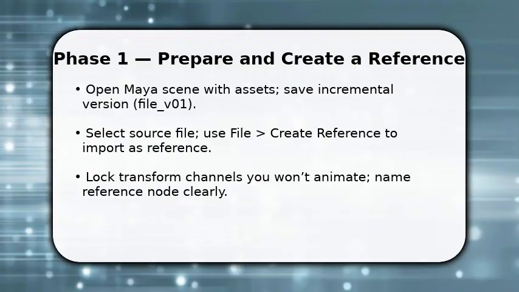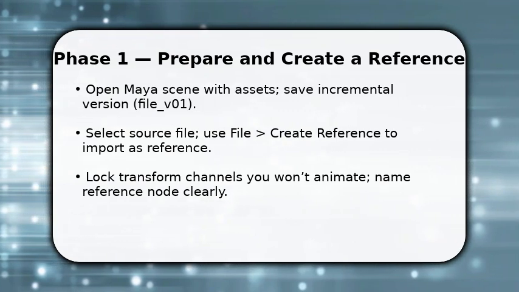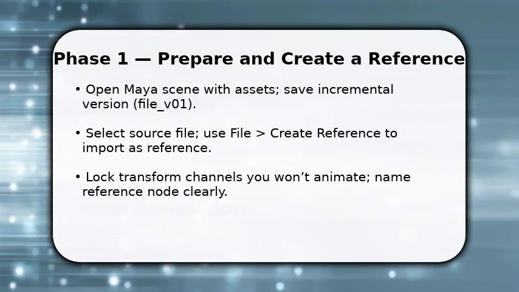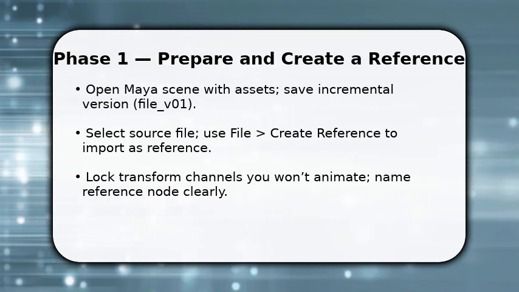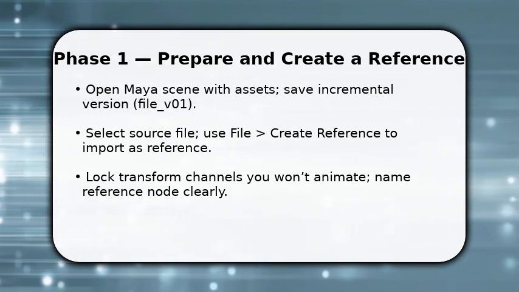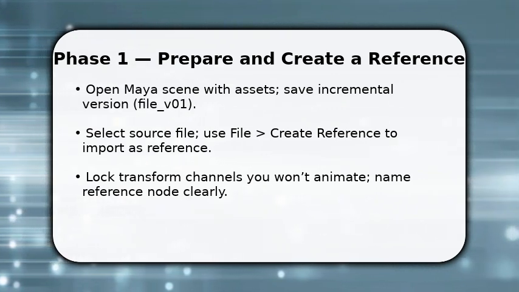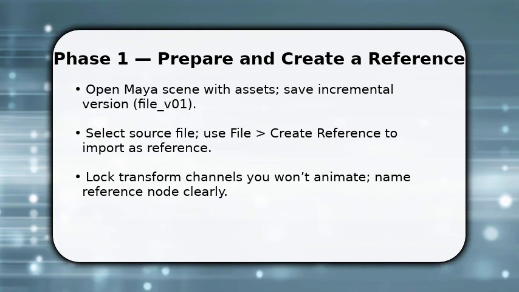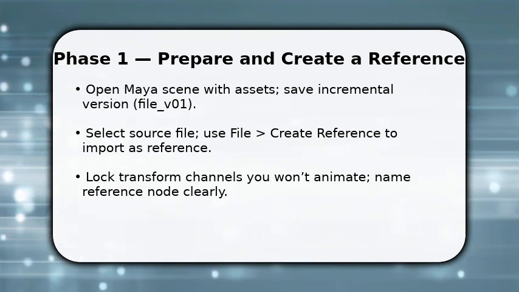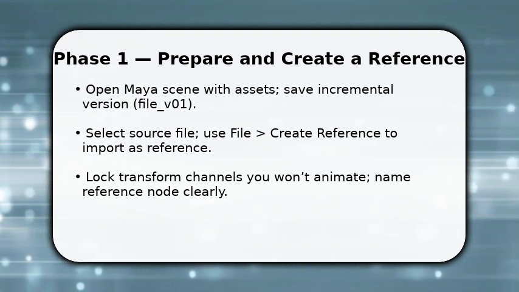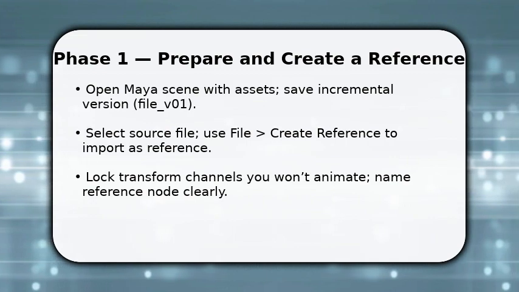You start by confirming the asset file is clean and saved. Do not import yet. Open the scene that will host the reference, then choose File, Create Reference, and pick the source scene. This preserves the source and links changes automatically. Once done, rename the reference node and lock any transform channels you won't animate to prevent accidental edits. Make sure to save an incremental version so you can revert. This step avoids broken links and keeps your pipeline stable.